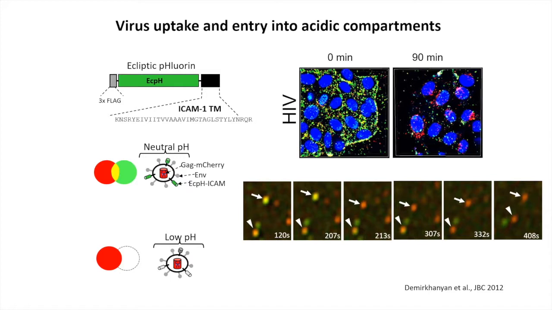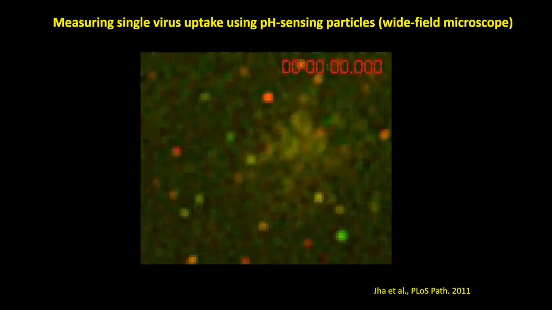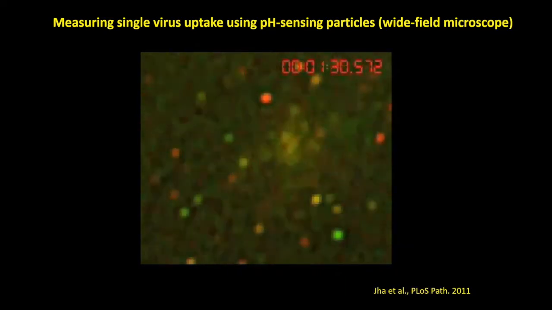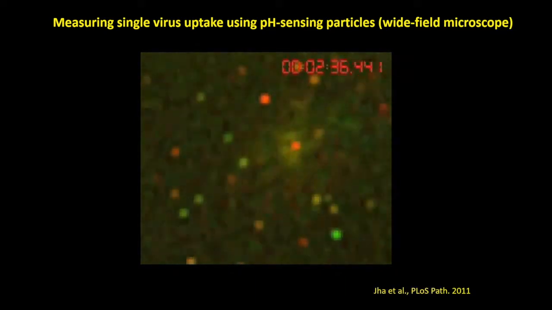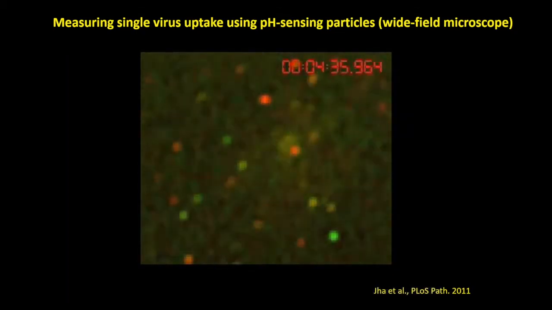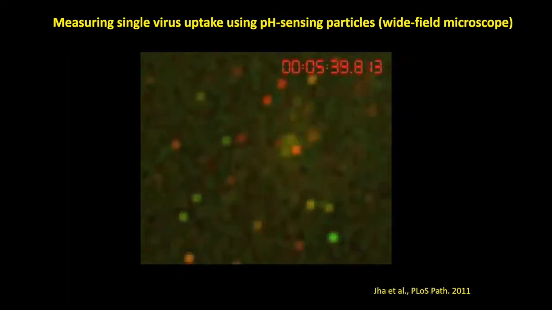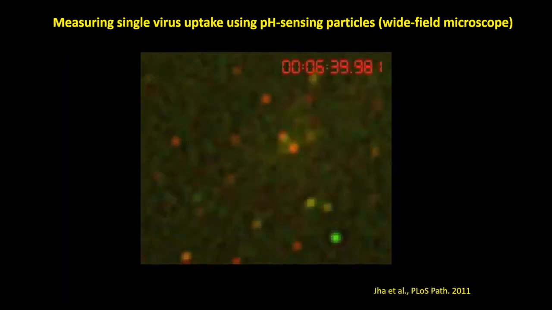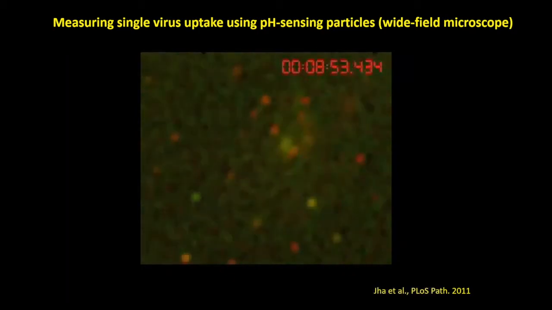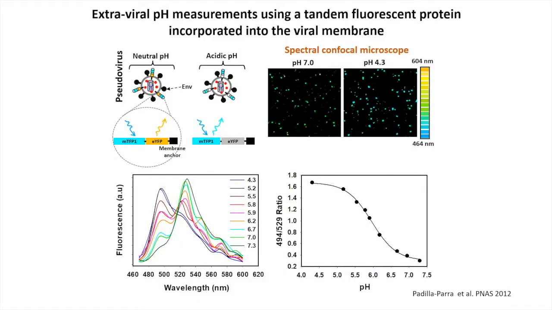You see this loss of green signal here, and this will be the movie to show that. So this is a perinuclear area where particles have been transported to and are turning red over time. So you could actually measure the rate of endocytosis and rate of endosome acidification around your particles.